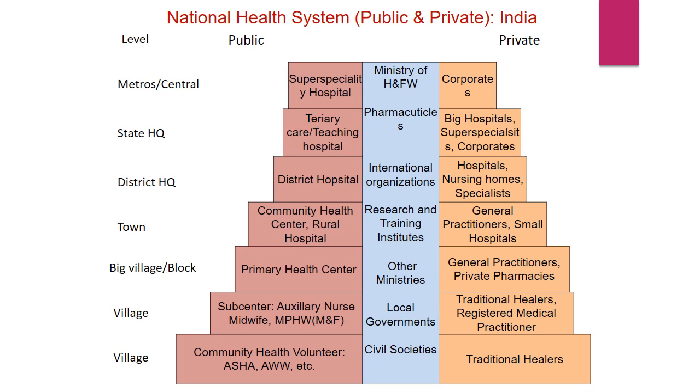Now we move to district headquarters. We have a district hospital in the public sector. In the private, we have hospitals, nursing homes, and specialists. At state headquarters, we have tertiary care teaching hospitals. In the private, we have big hospitals, super specialty hospitals, or some corporate hospitals. And if you move to metros, our topmost centrals, we have super specialty hospitals, and in private we have big corporate hospitals. So this is how the healthcare system works in our country. Moving to the next slide.